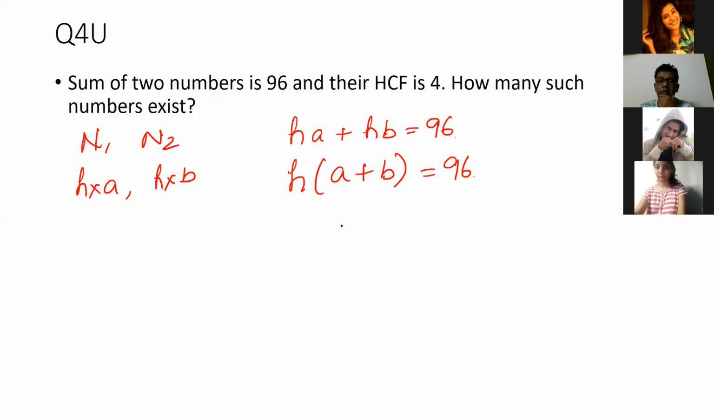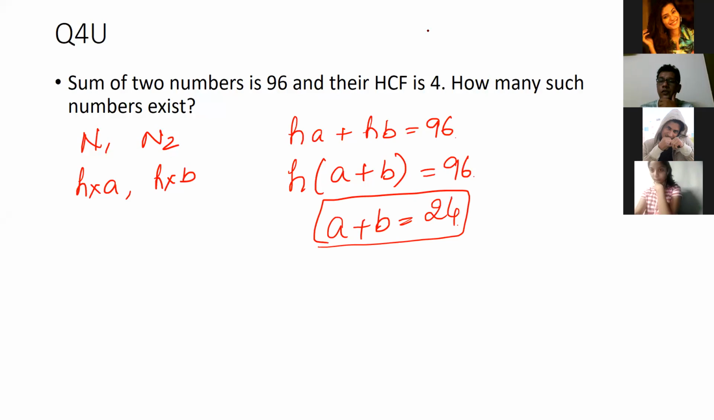4. So A plus B becomes 96 divided by 4. What is 96 by 4? 24. Right, 24. Now you guys have to tell me what are the two values which add up to 24 and don't have any common factor?